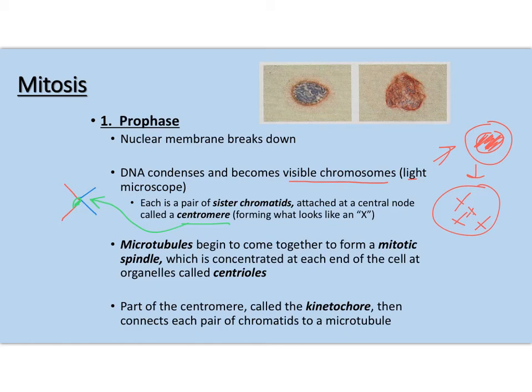Now, also during prophase, we start to form a mitotic spindle. So microtubules will start to organize themselves at these centrioles and form this thing that almost looks kind of like a football within the cell. And then part of the centromere, called the kinetochore, I know we got a lot of vocab going on right now, will connect each chromosome on that mitotic spindle somewhere. That way we can move it around.